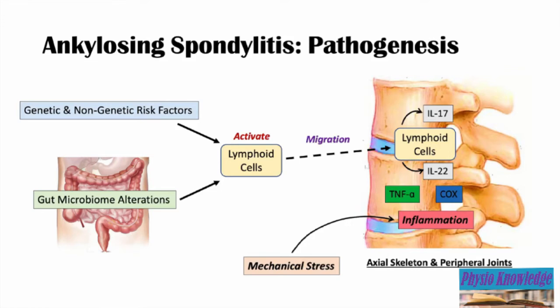So you might be wondering, where does HLA-B27 play a role in all of this? Well, HLA-B27, or human leukocyte antigen B27, plays a role in this pathogenic process through its effects on altering the gut microbiome. So this is where it seems that HLA-B27 is involved. It leads to alterations in gut microbiome that are necessary for the genetic and non-genetic risk factors to all come together and activate these lymphoid cells.